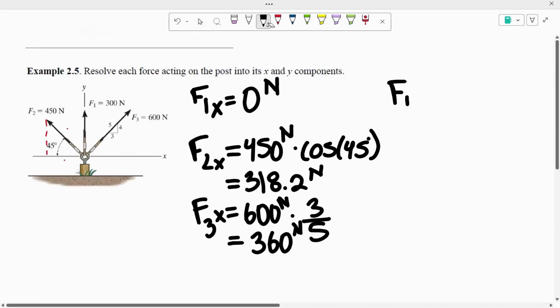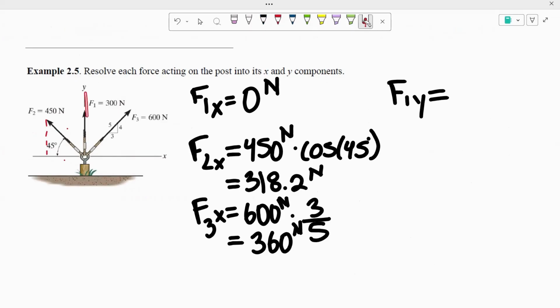So now we're going to work on our y components, or our vertical components. F1 of y. As we mentioned earlier, F1 is already completely vertical and it's completely just the y component. So F1 of y is simply going to be 300 newtons.